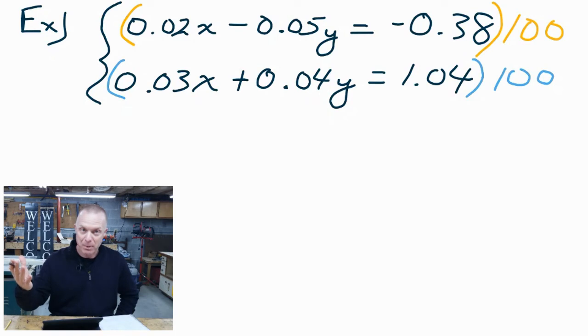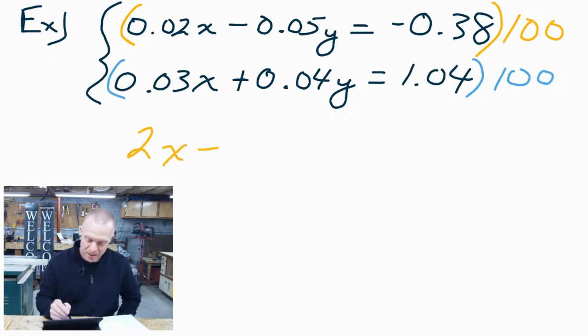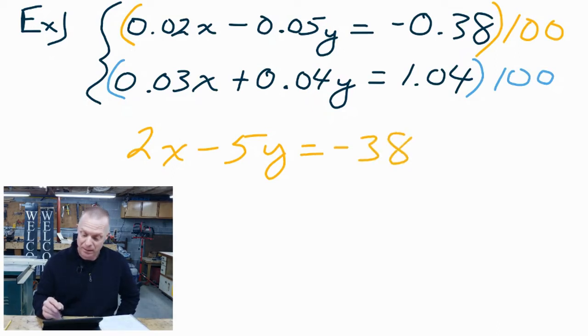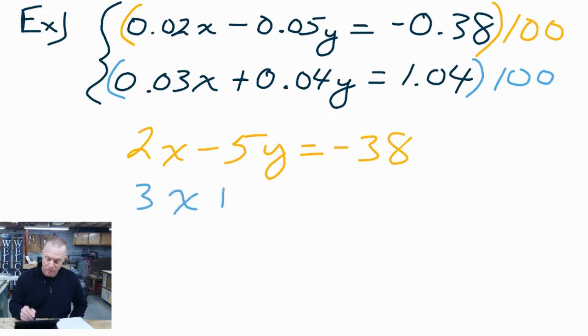And I can multiply both equations by 100 and basically end up with a new and improved version of each one of these, which just ends up being 2x minus 5y equals negative 38. That's a heck of a lot better. And what else am I going to get here? 3x plus 4y equals 104.